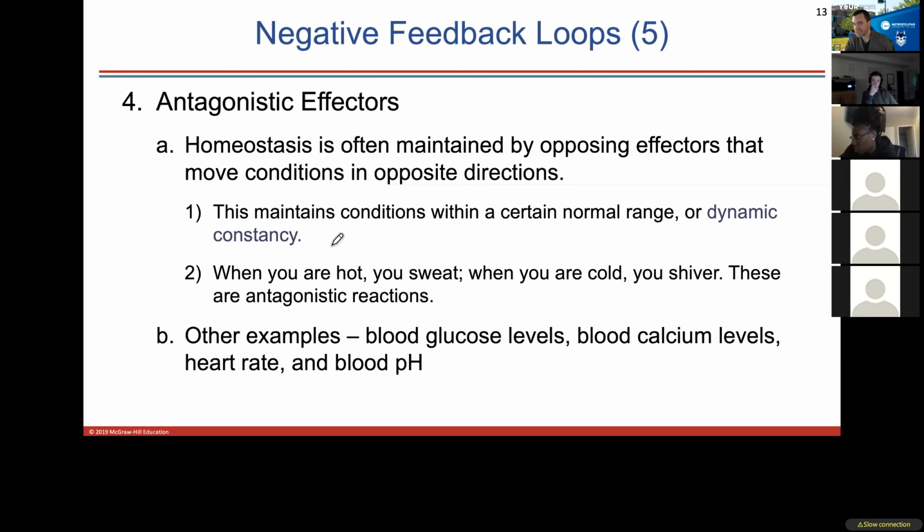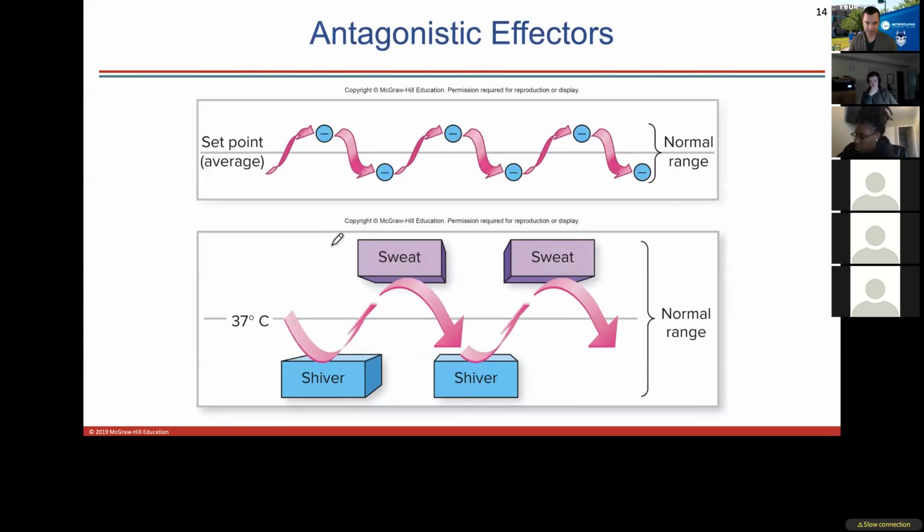Same thing with blood calcium levels. There's not enough calcium in the blood. Certain hormones, we have parathyroid, we have calcitonin. All of these guys are going to be involved in helping to regulate calcium levels by telling osteoclast activity to increase or stop. So all of these are also antagonistic events. I mean, this is still negative feedback.